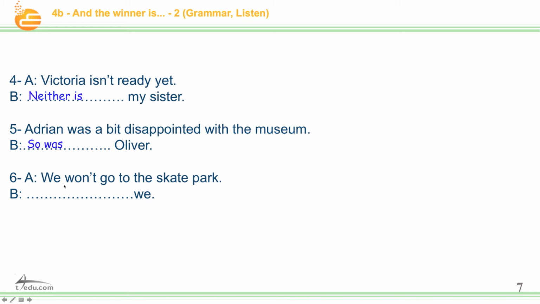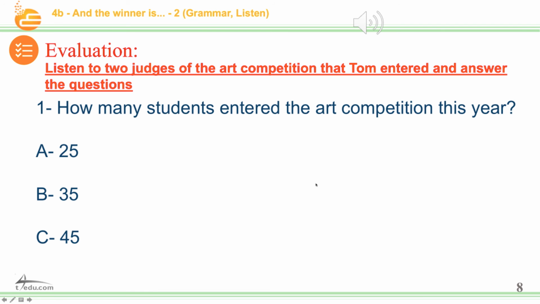Number 6. We won't go to the skate park. We won't. Negative statement. Go to the skate park. The answer is neither will we. Neither will we. Okay? Affirmative auxiliary verb. Hope you got it.